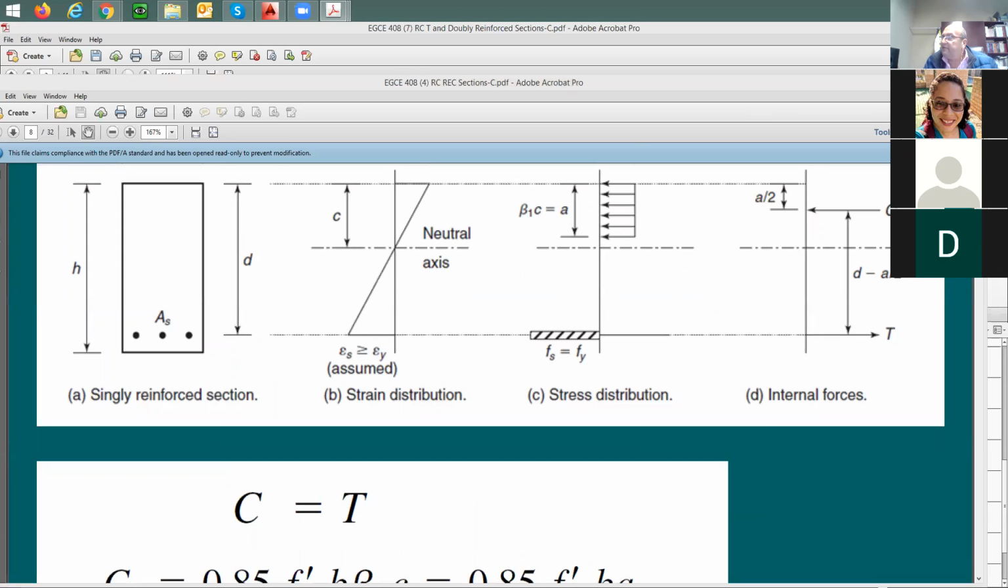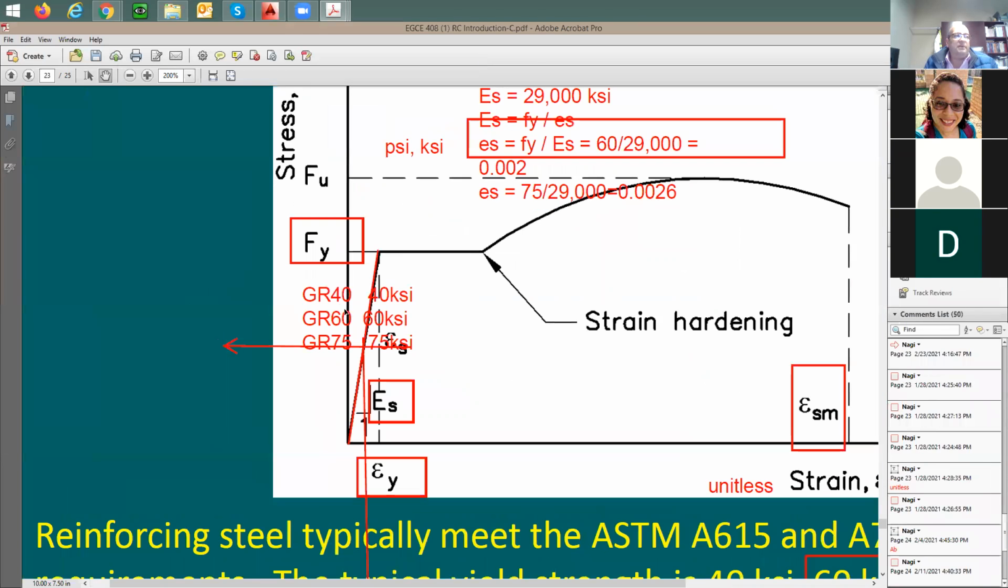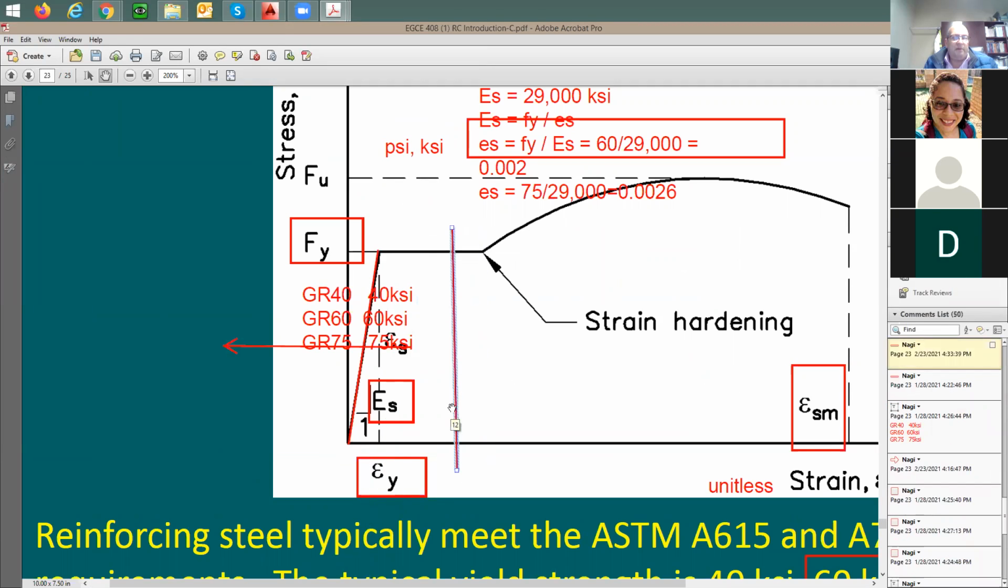Now let me put it here for you. Here is the strain in the steel, right? At the yield point, right? And here is the strain itself, the value in the steel is going to be somewhere here. If the strain is here, the stress in the steel is going to be equal to Fy. You see, this is going to be flat.